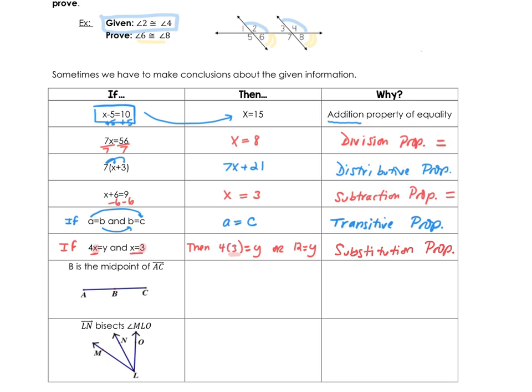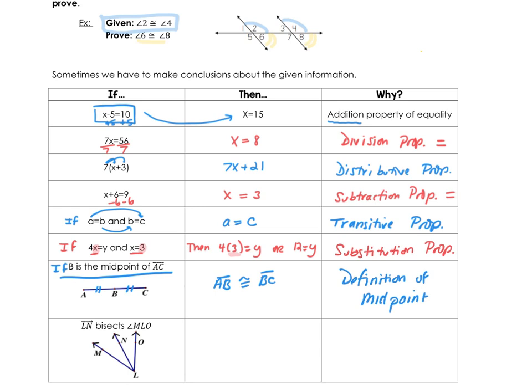All right, in our next example, if B is the midpoint of line segment AC, well, we know that means that it cuts it into two congruent parts. So I marked it in the diagram, but we can put it into writing as line segment AB is congruent to line segment BC. All right, and we know that by definition of midpoint. And this gets used quite a bit in proofs.